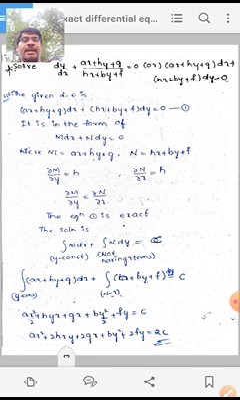That is the exact differential equation. We have to integrate it directly and we get the solution. The condition is that we integrate with respect to x, keeping y constant, then integrate with respect to y, eliminating the x terms. We are getting the result.